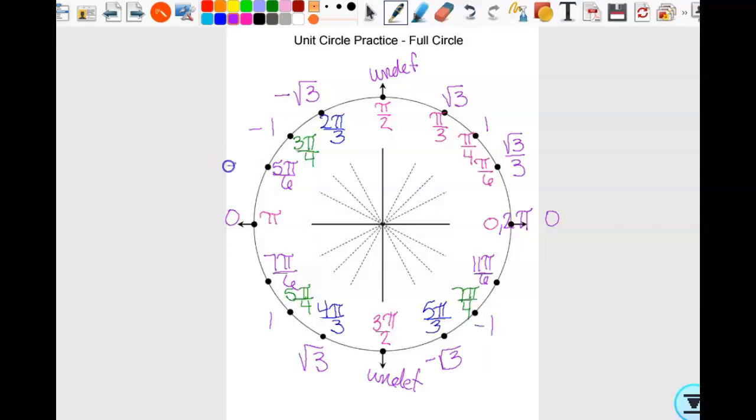So 5 pi 6 is going to be negative square root of 3 over 3. And then square root of 3 over 3. And then negative square root of 3 over 3. And these are our, might want to write tangent values. Tangent data. Okay. We good on that?